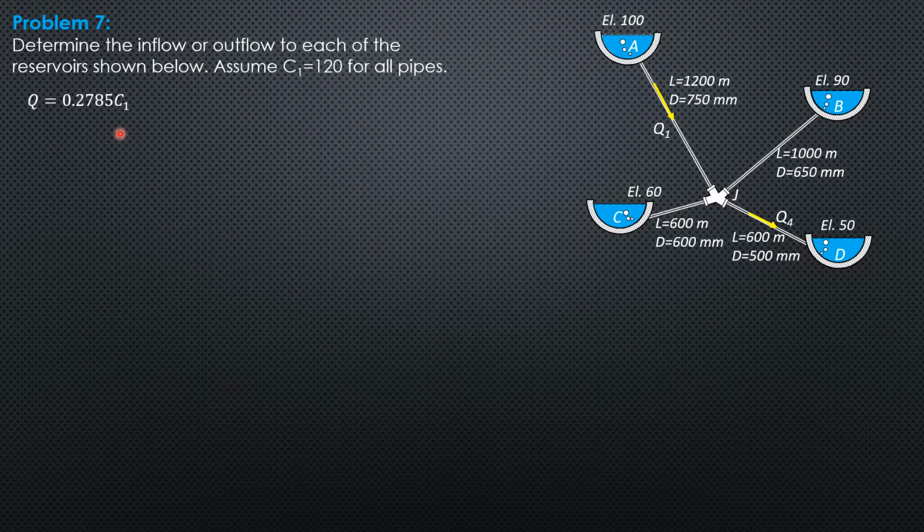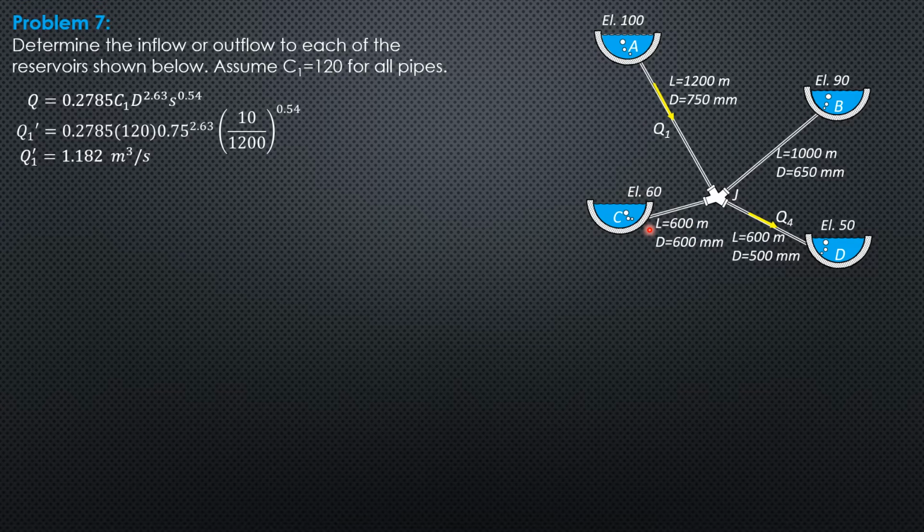So Q is 0.2785 C sub 1 diameter to the 2.63 slope to the 0.54. So for Q1, the slope is head loss 10, 100 minus 90, divided by length 1200. So Q1 prime is 0.2785 times 120 times 0.75 to the 2.63, 10 over 1200 to the 0.54. So Q1 prime is 1.182 cubic meter per second.